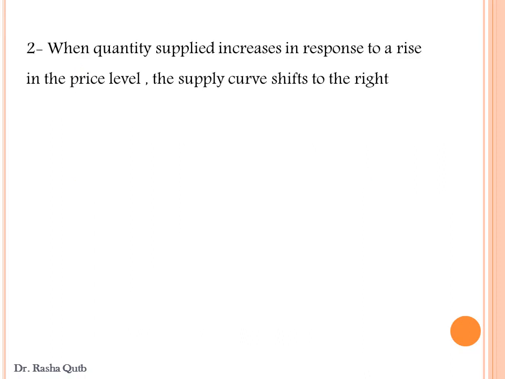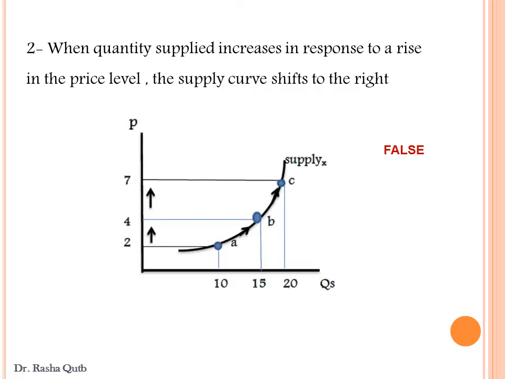Number 2. When quantity supplied increases in response to a rise in the price level, the supply curve shifts to the right. This sentence is false because when the price of any good changes, the quantity supplied would change in the same direction, but the supply curve will not shift either to the right or to the left. We will move along the same supply curve from one point to another point.